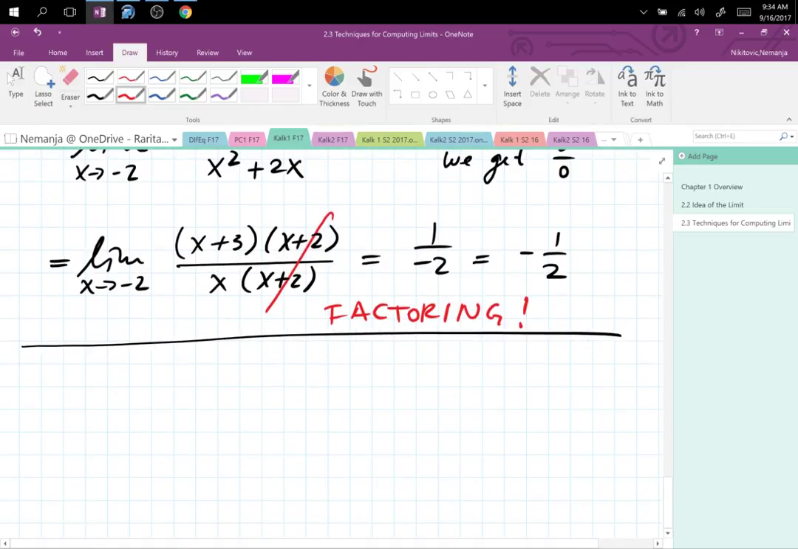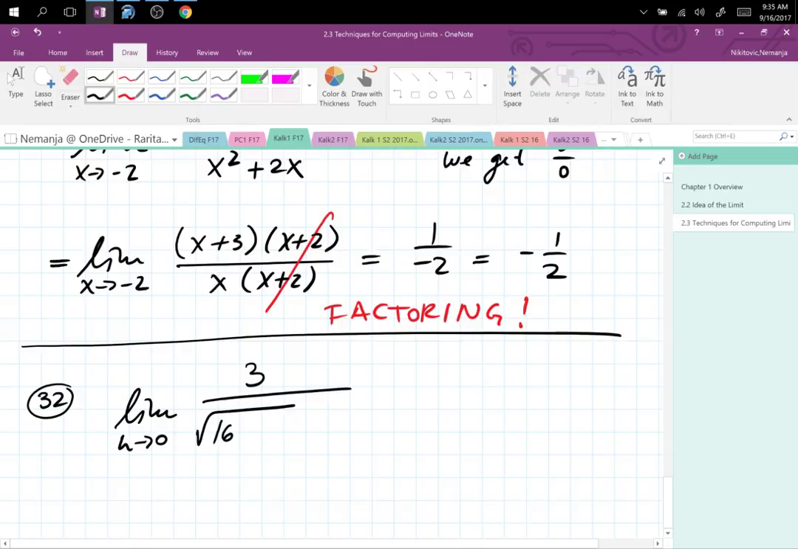All right, so how about this? It's problem 32. It says limit as h goes to 0 of 3 divided by the square root of 16 plus 3h, and then plus 4 outside of the square root. What do you think?